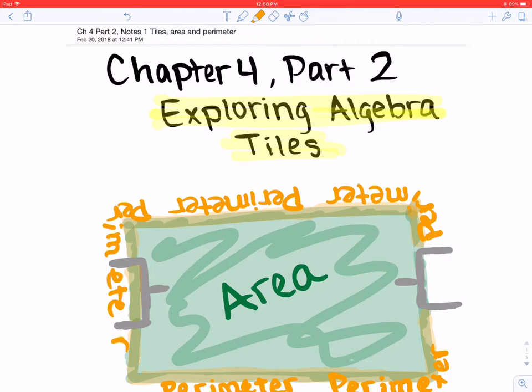Hey Siri, what does perimeter mean? The continuous line forming the boundary of a closed geometric figure. Do you want to hear the remaining one? Nope, thanks Siri.